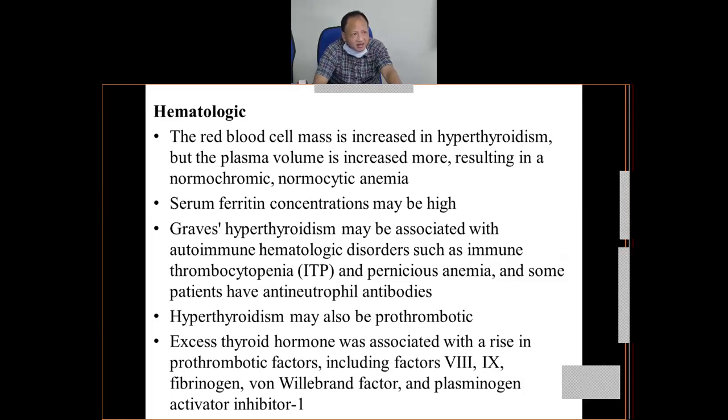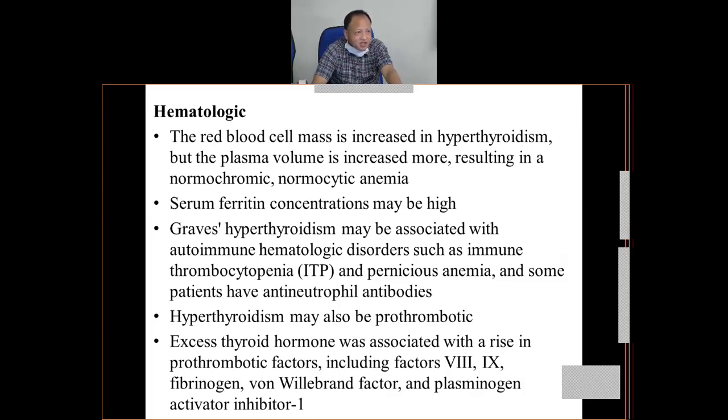Red blood cell mass is increased in hyperthyroidism. So that is one point. If you have an increase in red cell mass, you are supposed to have more hemoglobin. But the opposite happened, because the plasma volume is also increased. So what happened here? This ultimately results in normochromic normocytic anemia. There is an increased red cell mass, but at the same time, there is an increased plasma volume. For that reason, the thing is balanced. Most of the time, it is normochromic normocytic anemia.